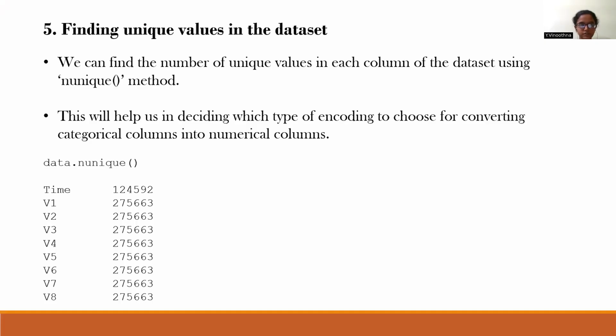Now the next one, we can find the unique values in the data set, that means which column has how many unique values. This can be found by using the nunique method. This will help us in deciding which type of encoding to choose for converting categorical columns into numerical columns. So by using the nunique function, we can find how many unique values each column has.